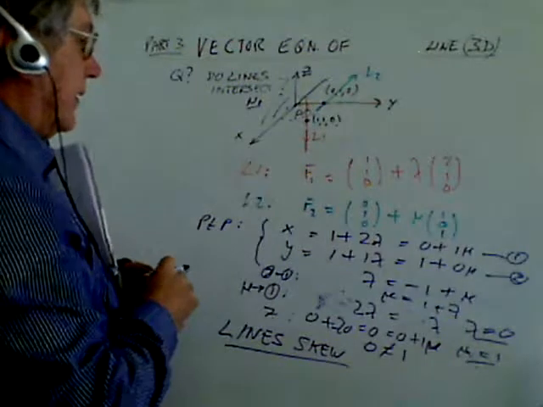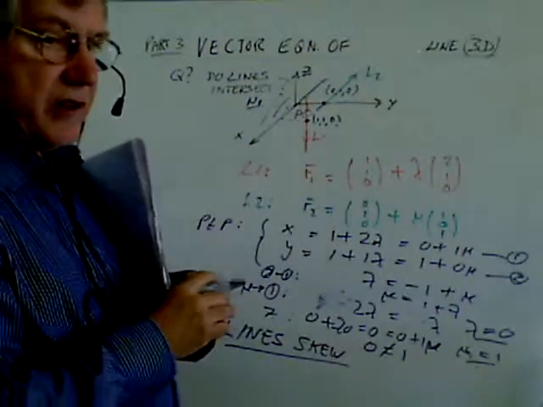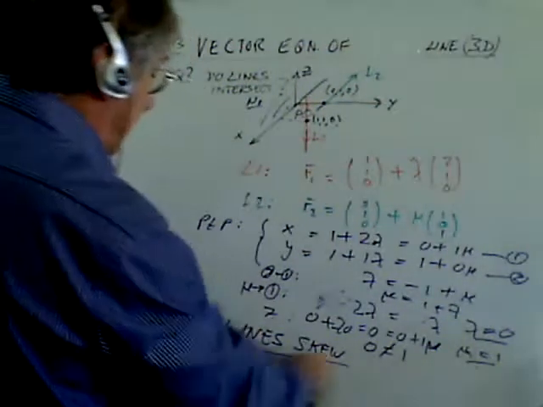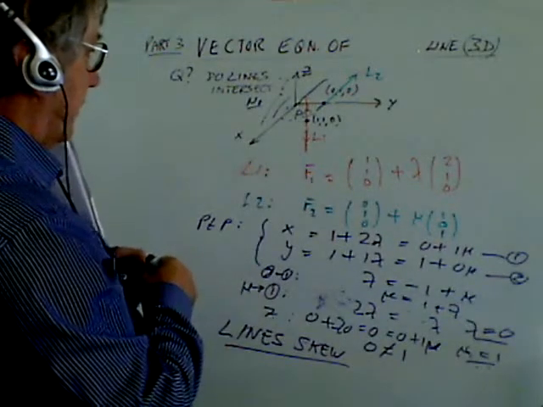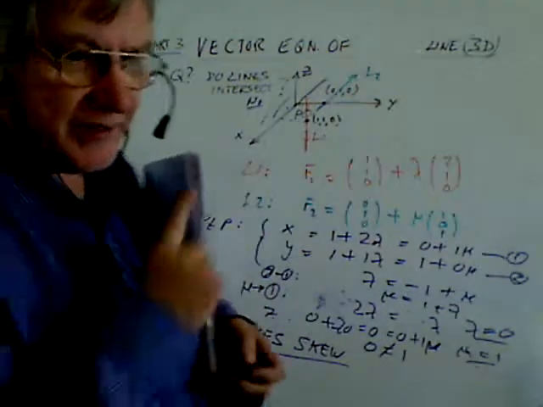And well, it maybe gives you an insight as to why they don't intersect. Anyway, if we do the maths, the lines are skew. Okay, so that ends that little problem.